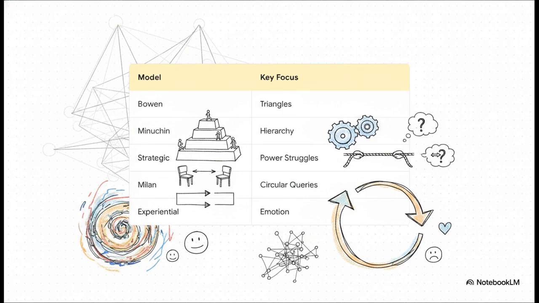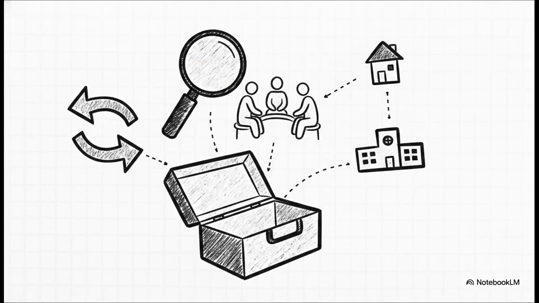The Milan systemic model relies on circular questioning to map out family games, while the experiential model basically ignores theory entirely, favoring the raw, immediate emotional experience of the therapy session itself. To actually apply these models, therapists use some very specific tools.